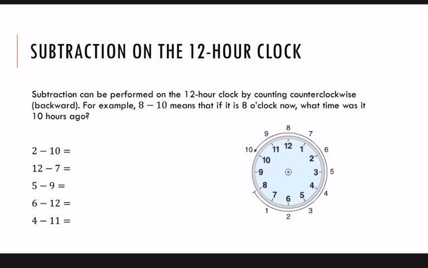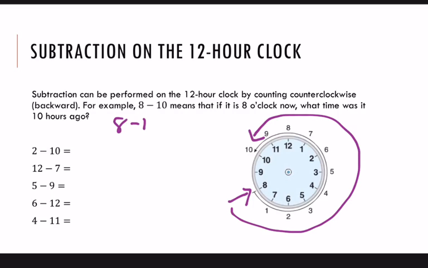Okay, subtraction on the 12-hour clock. This is performed by counting counterclockwise, going backward. So, for example, 8 minus 10 means it's 8 o'clock now, and then what time was it 10 hours ago? Backtracking, 10 hours ago, it was 10 o'clock. So 8 minus 10 is 10. Now, we have used the same symbol here, like a subtraction symbol, but you're just going to need to look at the context to know that this is clock subtraction and not normal subtraction. You should always get an answer between and including 1 and 12.